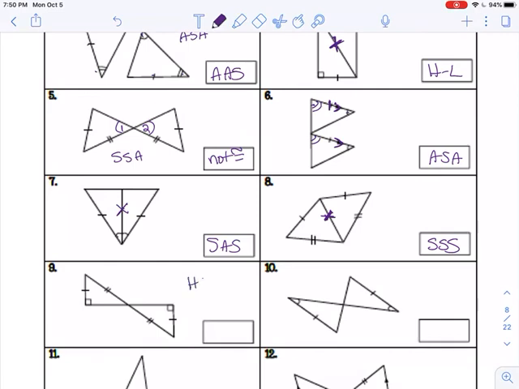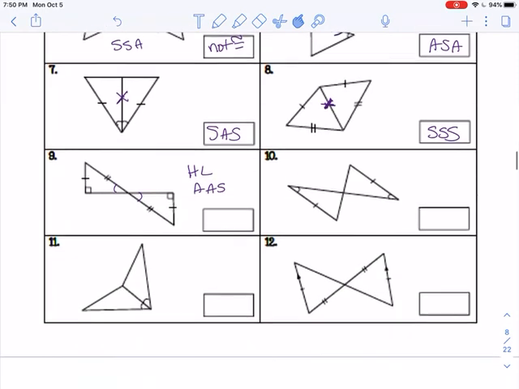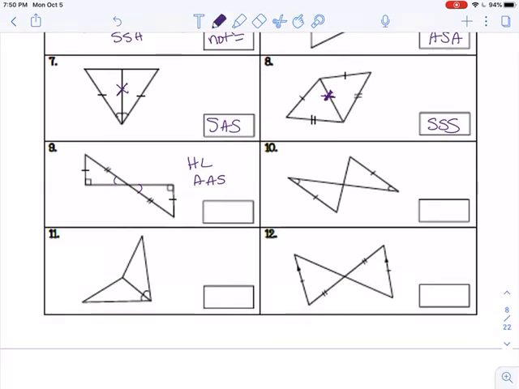9 actually has a whole bunch of different ways that I can use. Just based on the way it's marked, I have hypotenuse leg. But I also have these angles because they're vertical angles. So I also have angle, angle, side. Okay, I guess those are the only 2 ones. I just have 2 of those that I could have. 10, I have these nice vertical angles. So therefore I have angle, angle, side. So I have 2 angles and a side, but the side is not between those 2 angles.